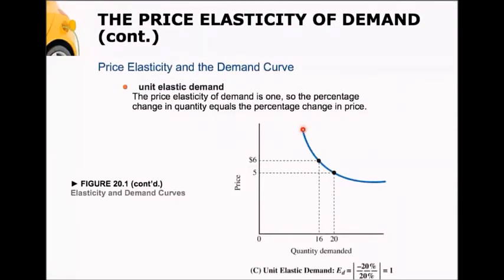For this portion of the demand curve, moving from this point to this point, our price elasticity turns out to be exactly equal to 1, and we call that a unit elastic demand.